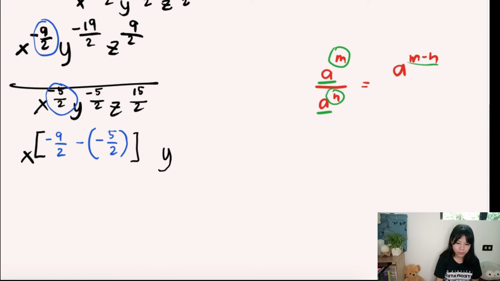Let's proceed to y. We have y, and we raise it to the exponent, subtracting the exponents: negative 19 over 2 minus negative 5 over 2.